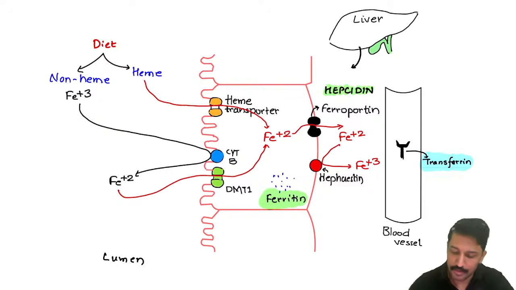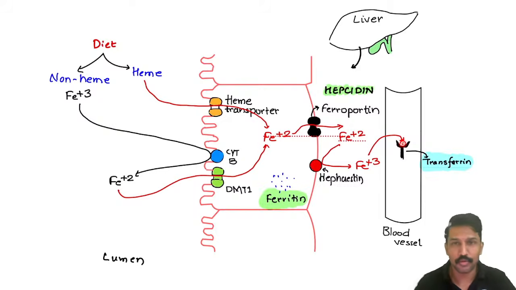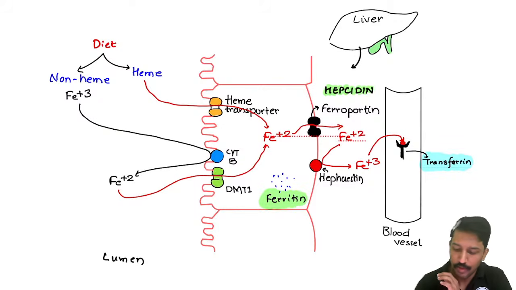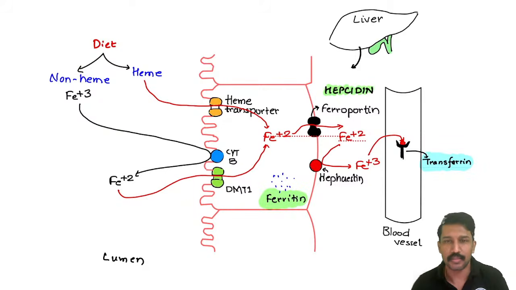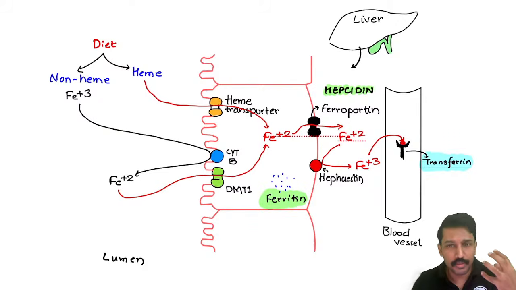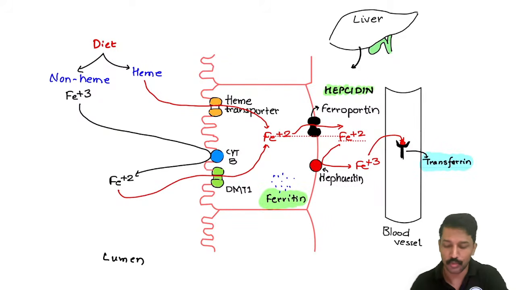Now this ferric ion will be loaded onto the transferrin molecules, and once it is loaded onto the transferrin molecule, you can say that this transferrin molecule is now saturated by iron, and now it will be transported. We all know that the blood from the intestines primarily goes to the liver, and from there it will make its way into the systemic circulation. So this iron has now entered the portal circulation. From there it will go to the liver.